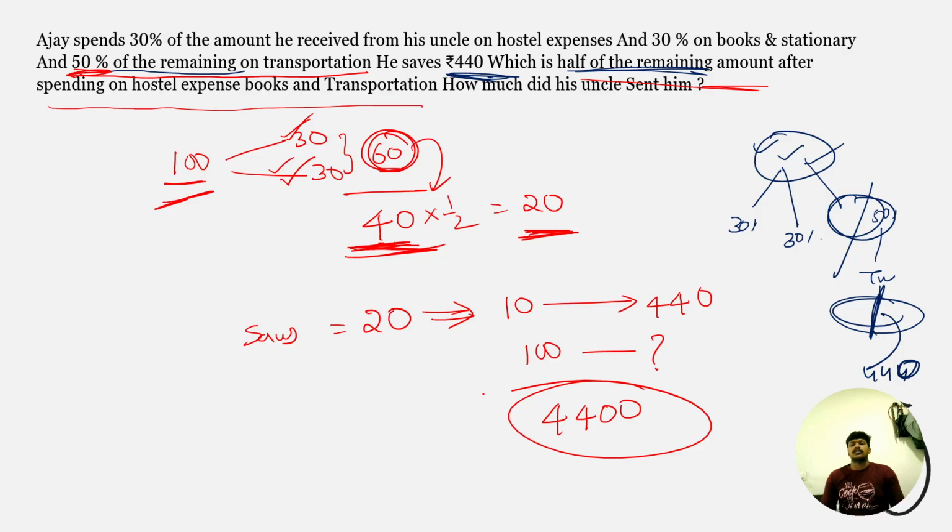You'll get your answer. See, 10 value is 440. I'm multiplying 10 with 10, I'm getting 100. Here also I'm multiplying with 10. Or you can just do the cross multiplication. Both of them will give you the same answer.